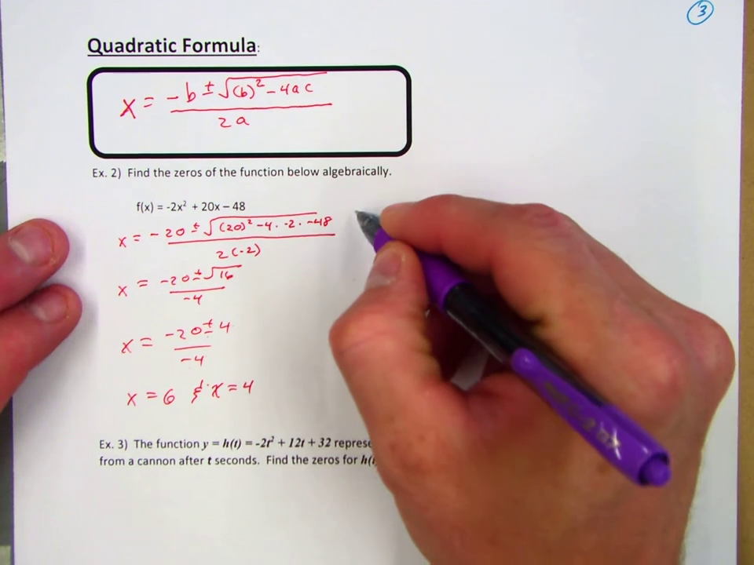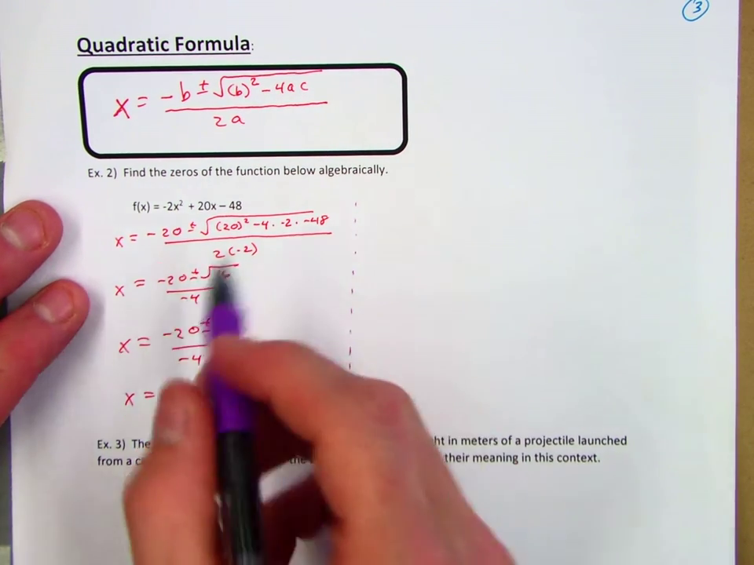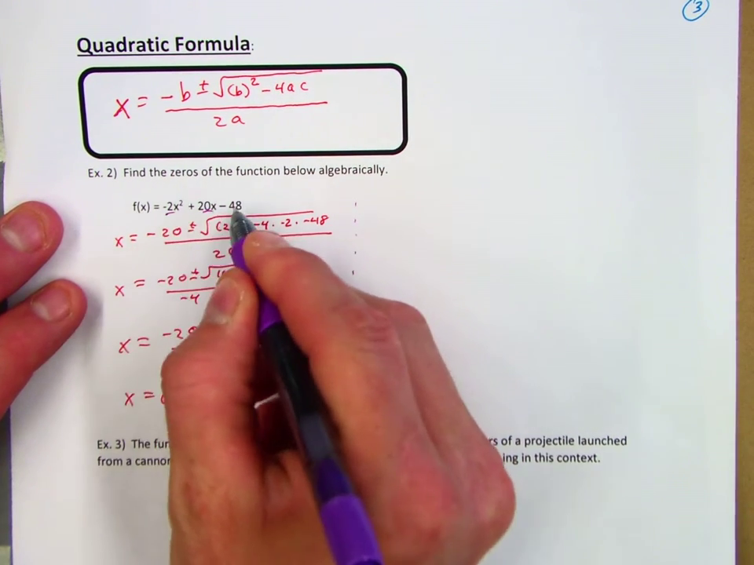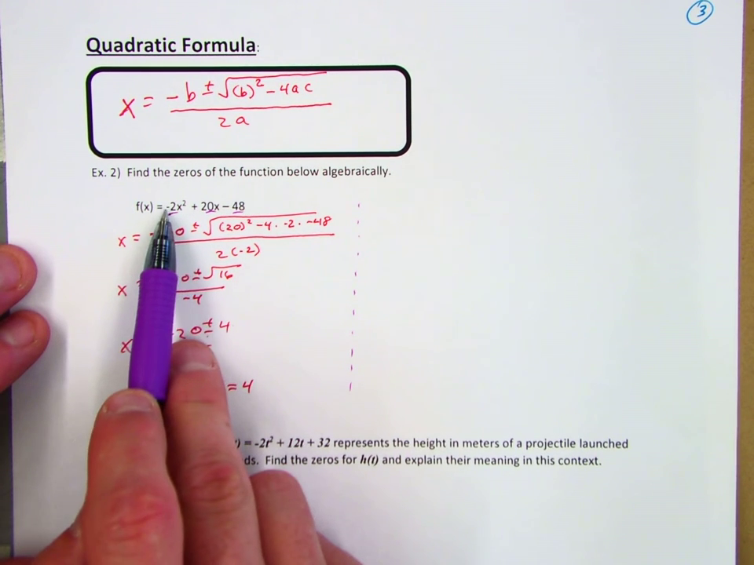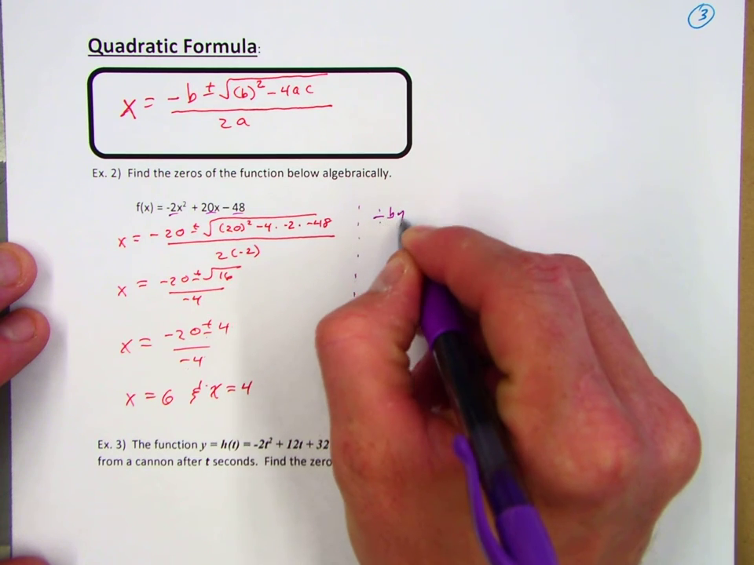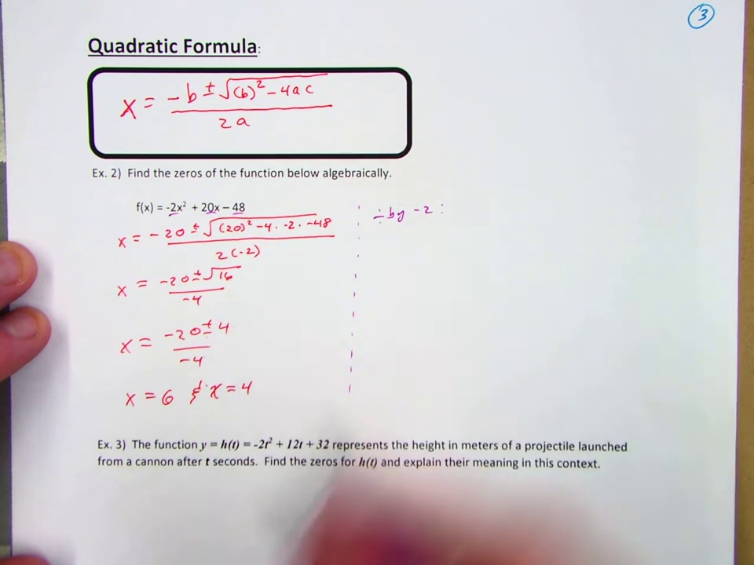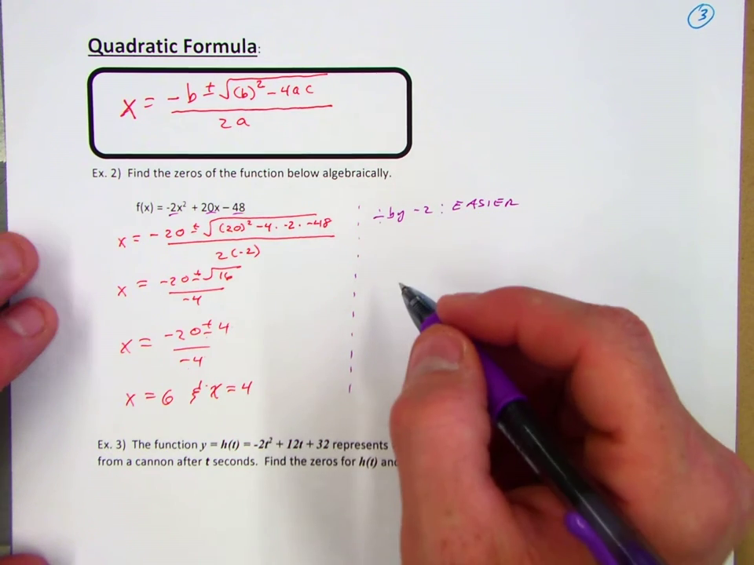Now, a little more advanced way of looking at this is all three numbers in this equation are even, and the leading coefficient is negative, which you never want to have. So if we divide everything by negative 2, it'll make the equation easier, in this case, factorable.